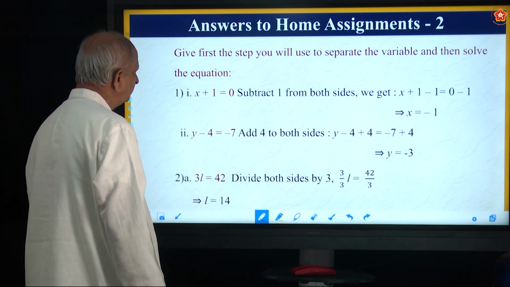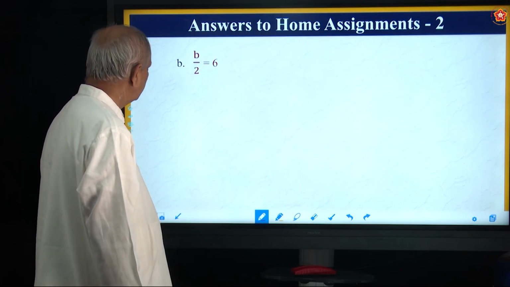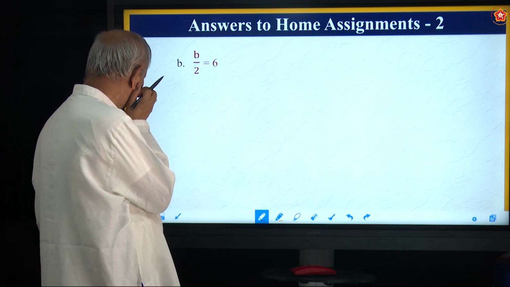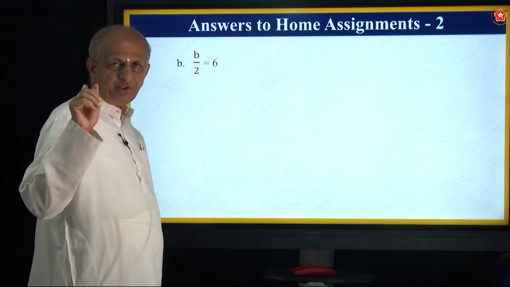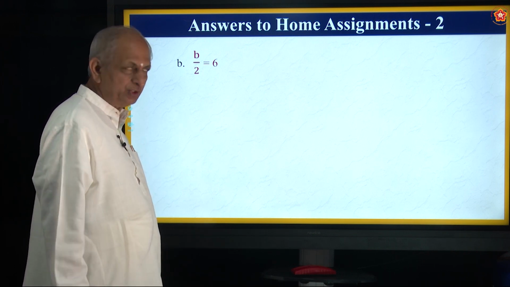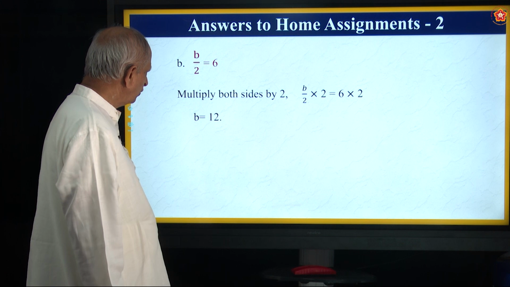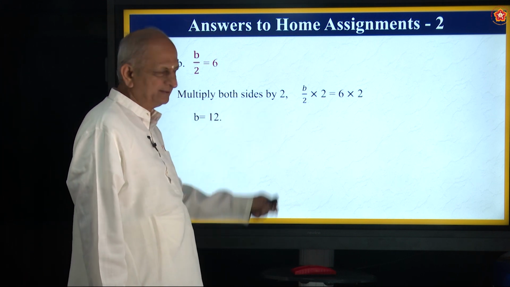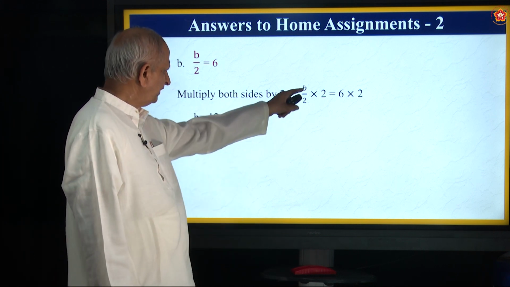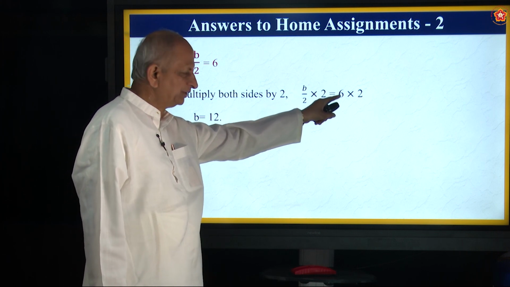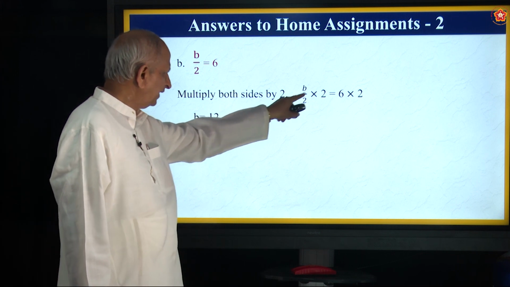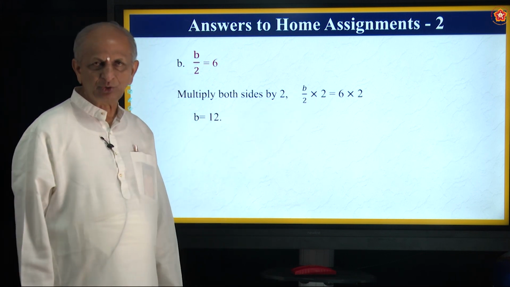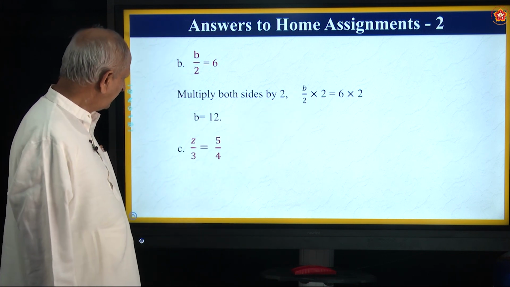Okay. Now, the next question. B by 2 is equal to 6. So, 2 is dividing B. So, what is the operation you must do? Multiply both sides by 2. So, B by 2 into 2 is equal to 6 into 2. So, 2 cancels, B becomes 6 into 2, which is 12, correct?